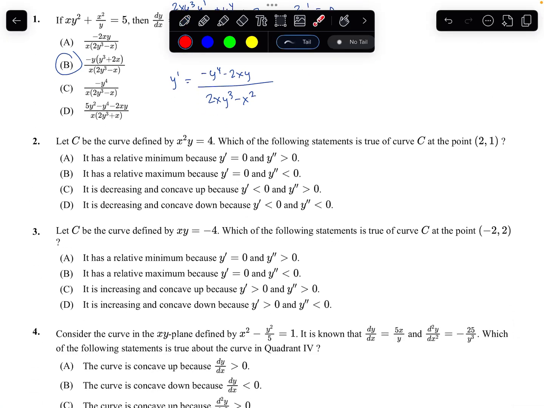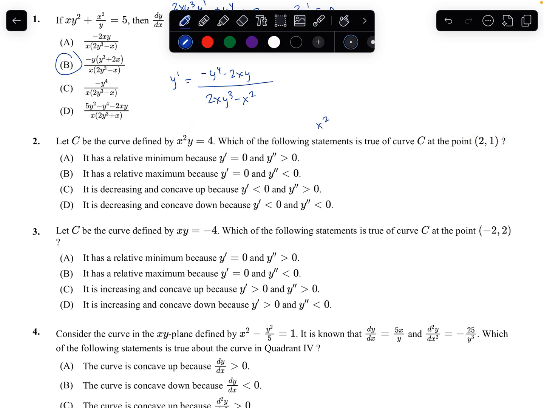All right, let's see, let C be the curve defined by x squared y equals 4. Which of the following statements is true of curve C at the point (2, 1)? So I'm going to look at some of these right here and think about what I need to do to get my answer. I see relative minimum, relative maximum, decreasing, concavity, y prime, y double prime. So it looks like I'm going to need to find y prime and y double prime at this point right here. So y prime, I'm going to have to use the product rule.